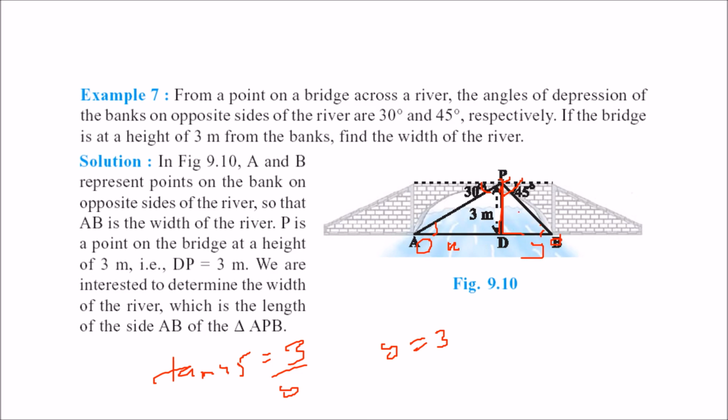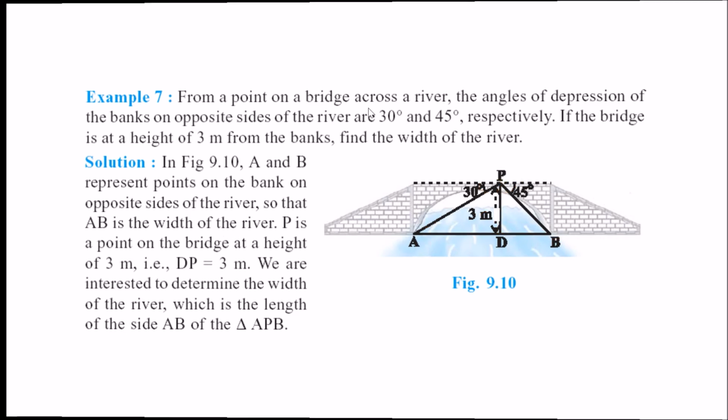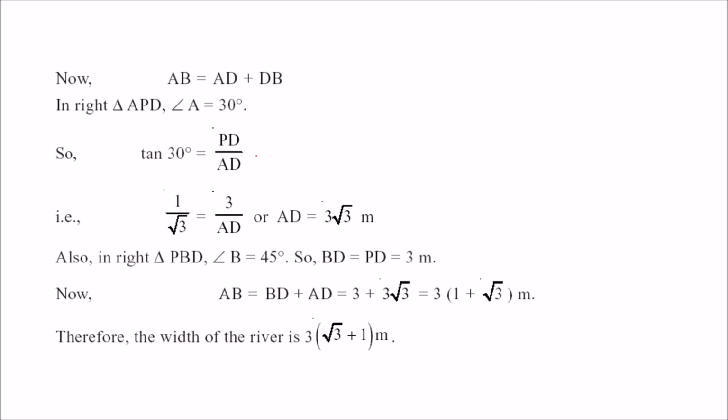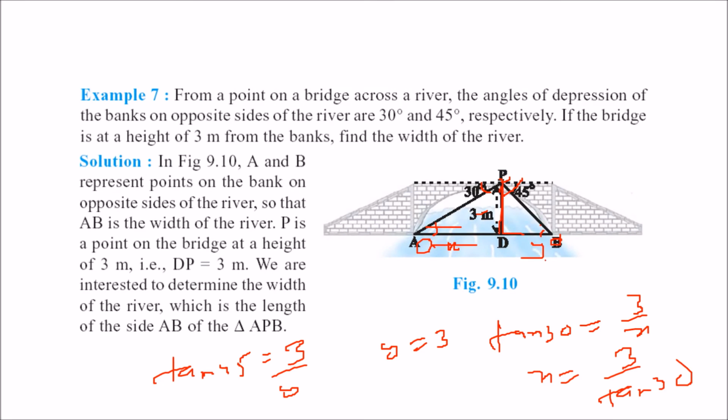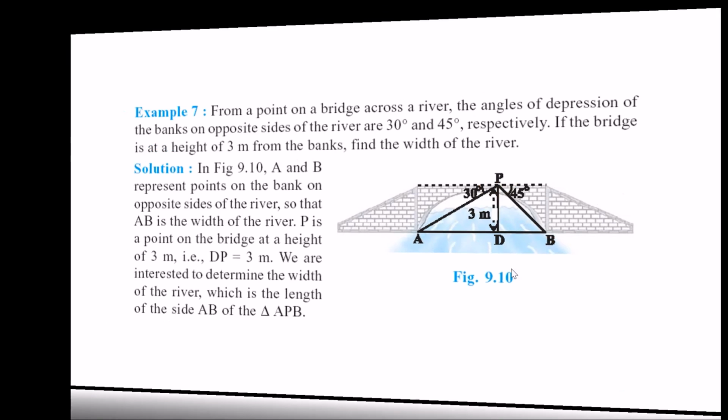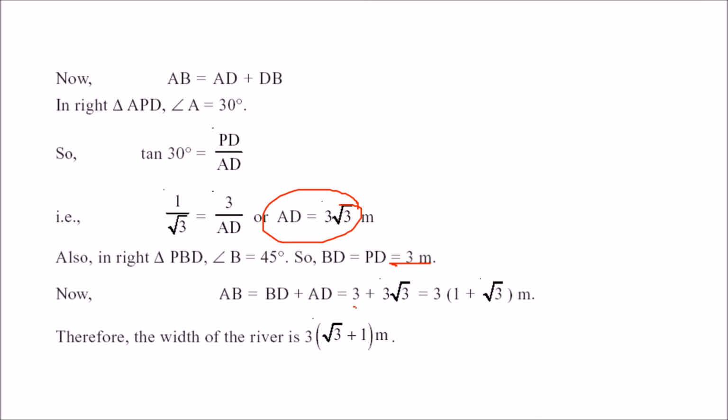By this triangle, tan 30 is what? Perpendicular by base, so 3 by x. And we can get easily x equal to 3 by tan 30. Tan 30 we know. This is how we get it. So this is how the equation becomes. One is exactly equal to 3, the other is 3 root 3. And if you want to find out the distance between these two, AD and DB, that is x and y have to be added. This becomes equal to 3 plus 3 root 3.